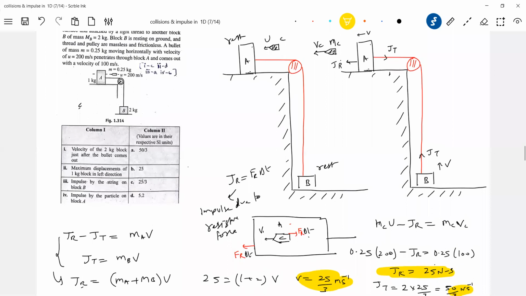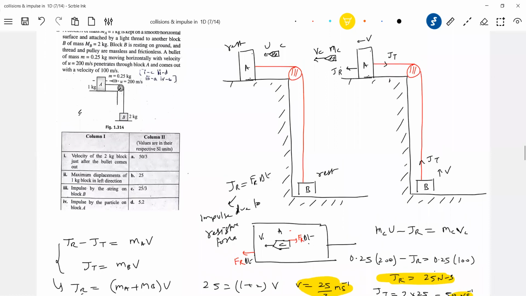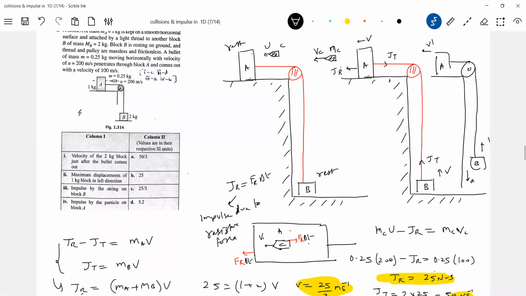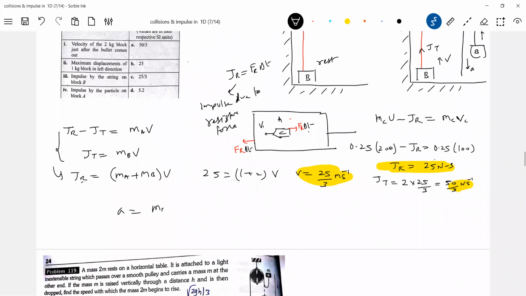How to get this? This will undergo retardation, no? The blocks A and B, what type of motion will they have? They will undergo retardation, a retarding motion. They'll have velocity, you can see that this will be V dash. How will the weight act? Downward, no? So both the blocks will undergo retardation. How to calculate that retardation? The retardation is MB g by (MA plus MB). Then H is equal to V square by 2A.